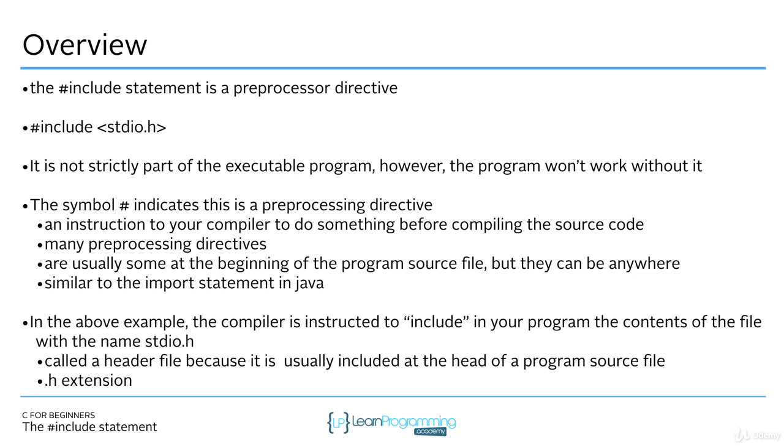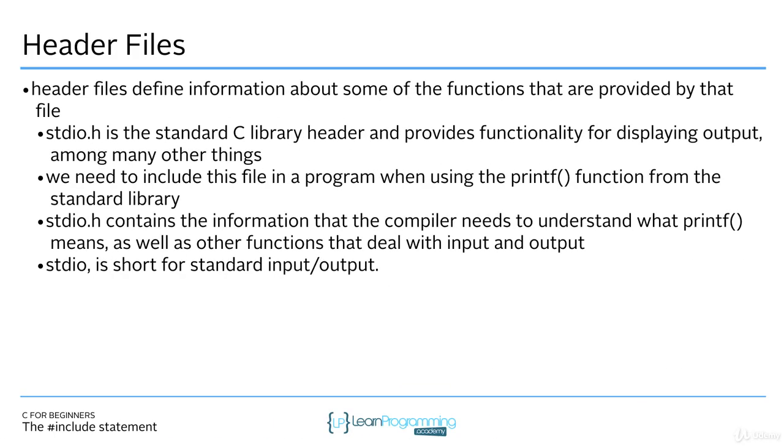We know that files that end in a .c are C source files. So the .h has to be something else. And it is. It's a header file. And it has that .h extension. So let's talk about what a header file is. Header files define information about some of the functions that are provided by that file. And I'll give you an example of some of the content in a header file. But first off, they're defining some information about some source code. And specifically for our example with that included stdio.h, this is including a C standard library header.